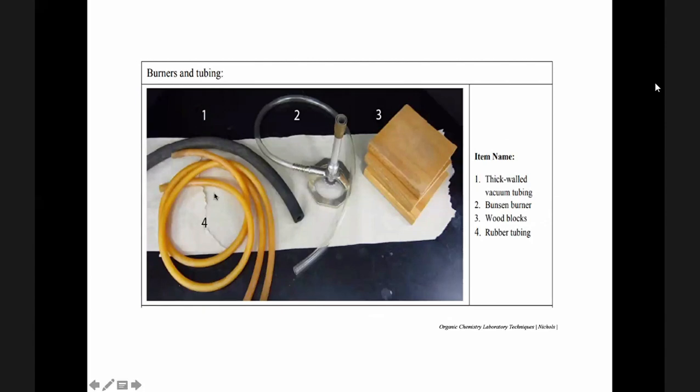Number 1 here is the thick-walled rubber tubing, the black one. Now, this is used during filtration, vacuum filtration. Yan siyang black na rubber tubing. Number 2, of course, Bunsen burner. Number 3, wood blocks. And number 4 is your rubber tubing.